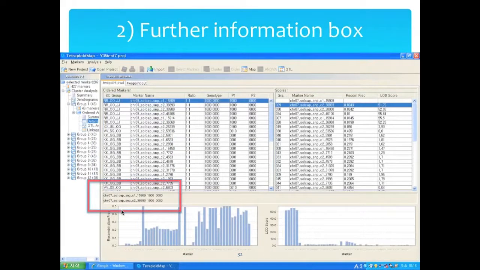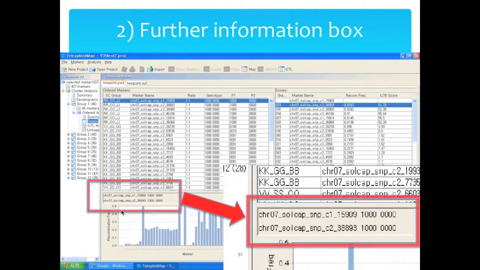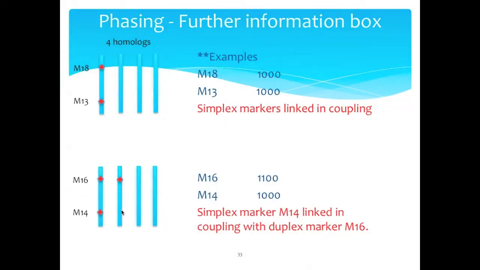And the second tool is the further information box. You can see this box in the middle of the screen. And when I enlarged it, I found some special codes like 1000 next to the marker name. So to use the further information box, you need to understand some concepts of this box.